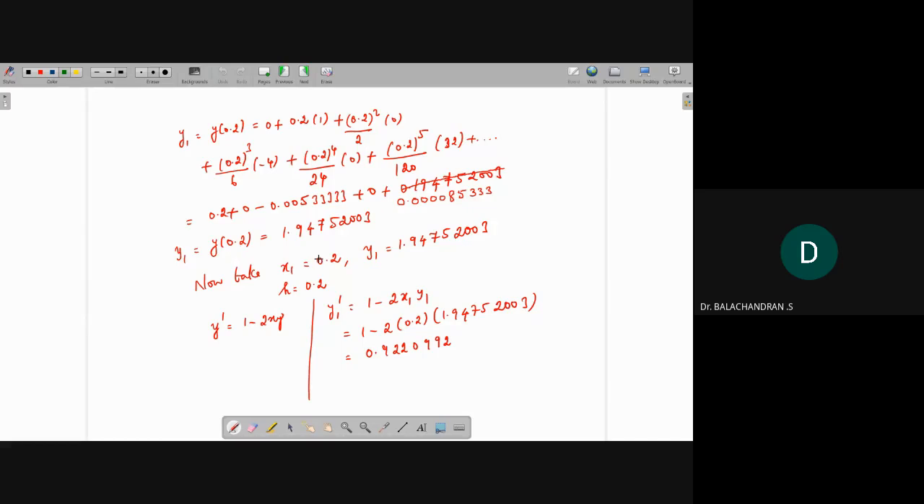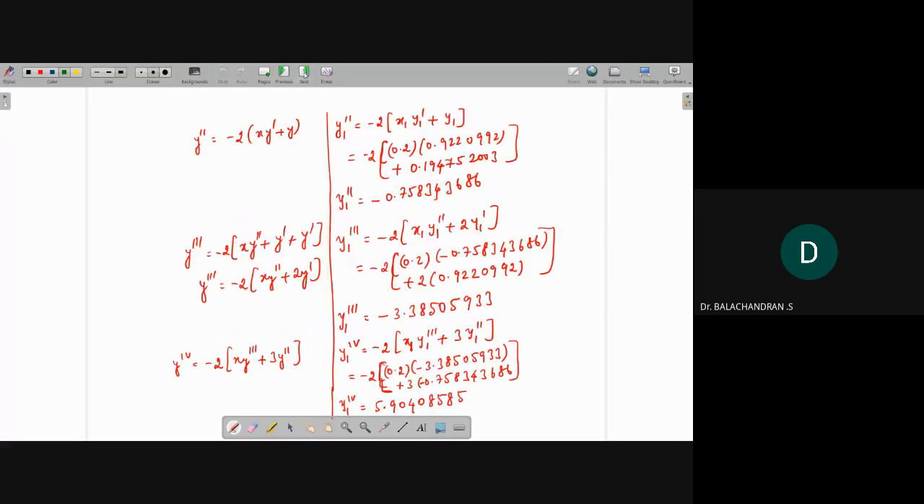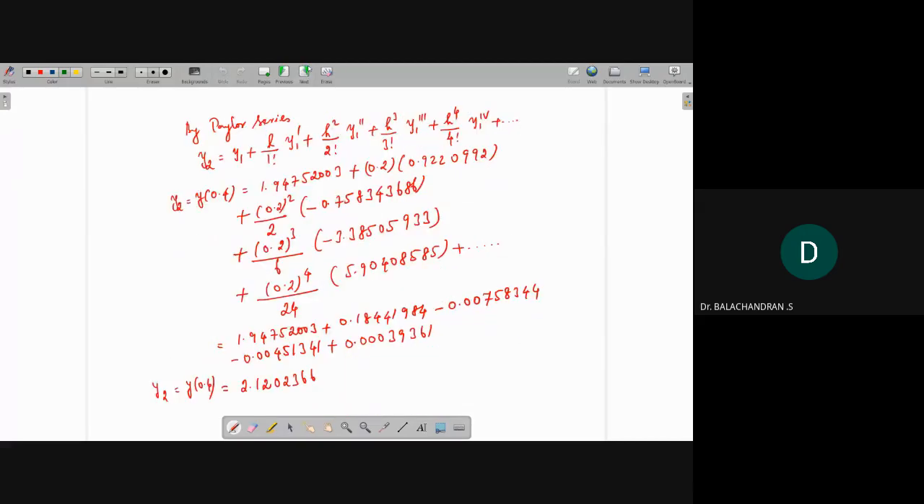Now you should take x1 equal to 0.2 and y1 equal to 1.9475220003 and h is equal to 0.2. Again, you should proceed with the same idea, which is similar to the previous one. You can find y2. y2 is y of 0.2.